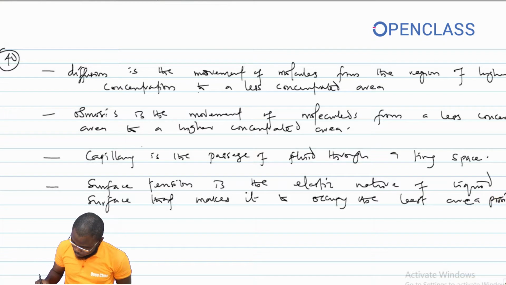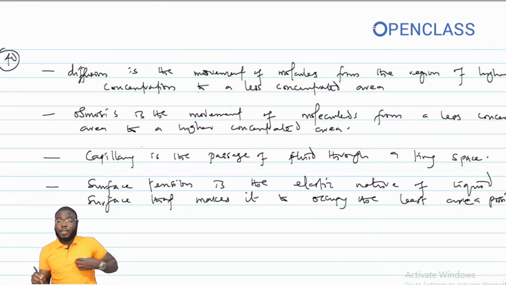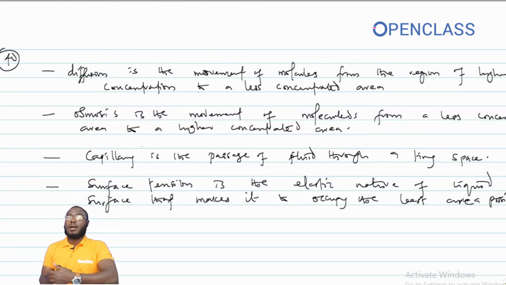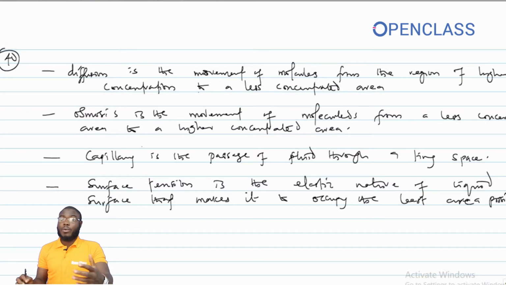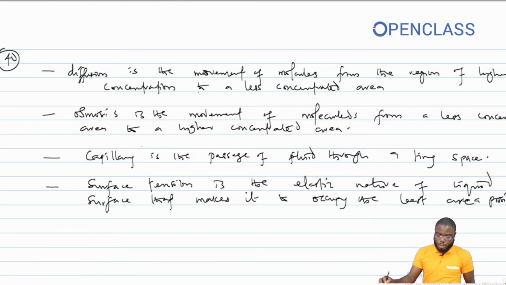And that's why you see insects are able to stay on water. Dense insects, when they are supposed to sink into the water, float on water. This is because the water is behaving as a solid, so they are able to float on top of the water.